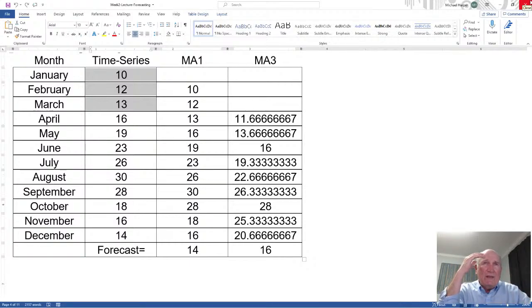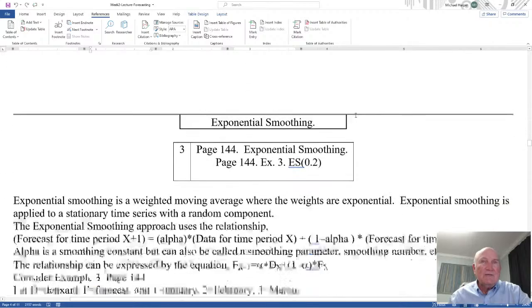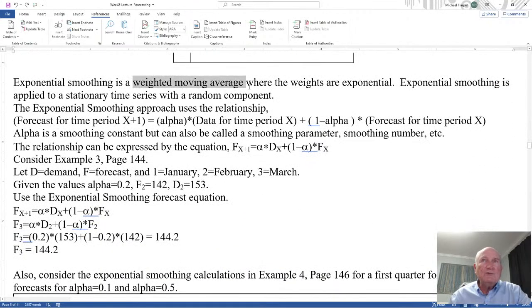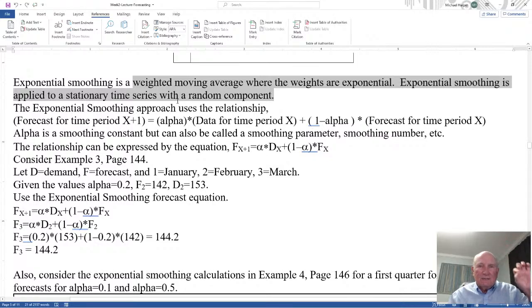Now, if I want to weight 13 more and 10 less, well, I might take 1 of 10, 2 of 12, and 3 of 13, and then average those numbers. That would be a weighted average. We're not going to get into weighted averages, except for exponential smoothing, because exponential smoothing is a weighted average applied to stationary time series with a random component, where the most recent data has a much higher weight, but as you go further back in time, the weight decreases exponentially.